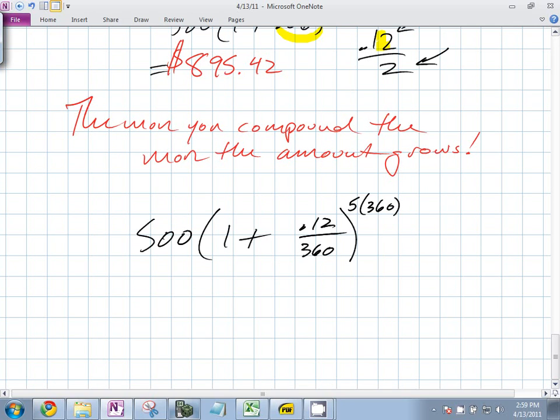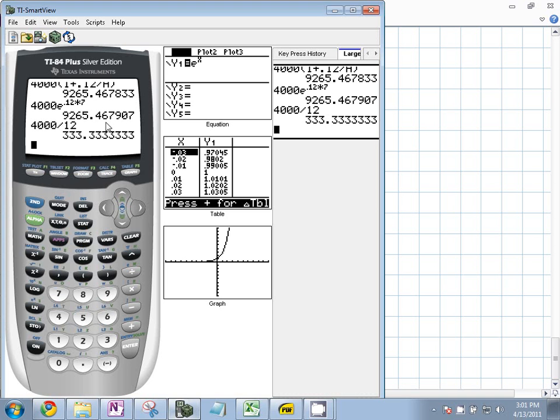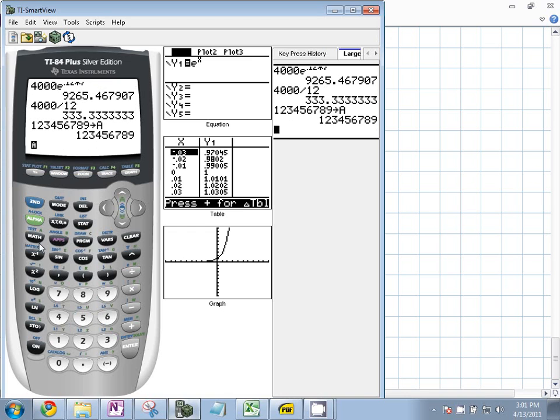What is it? Everybody do it. On your calculator, type in 1, 2, 3, 4, 5, 6, 7, 8, 9. Hit store, STO, and then hit alpha math. So it stores it as A and press enter. What that means is whenever you have A now and press enter, it'll be 1, 2, 3, 4, 5, 6, 7, 8, 9. We divided by 360 to compound daily, right?